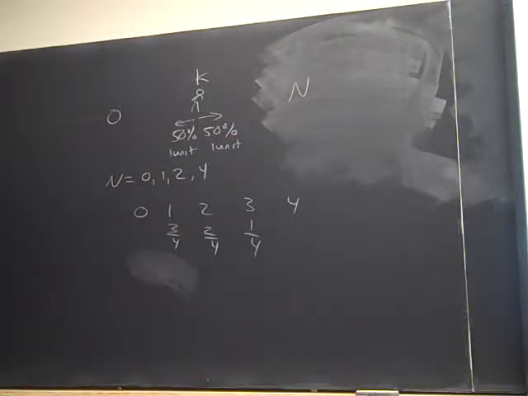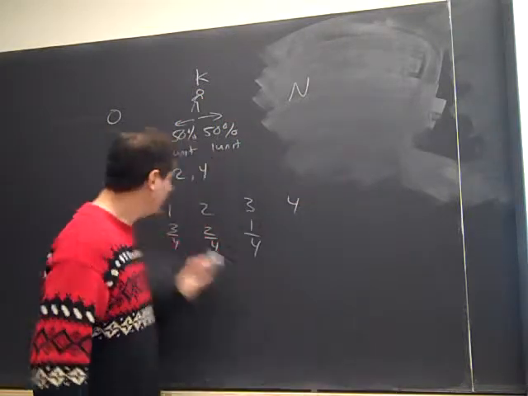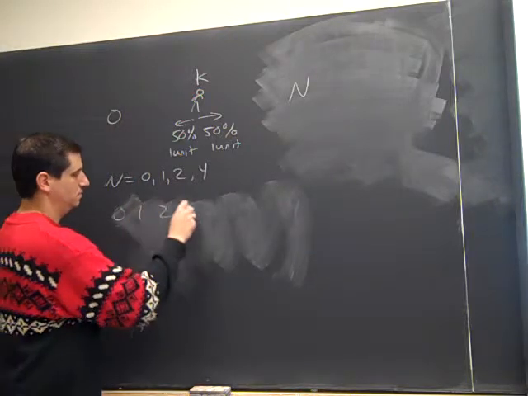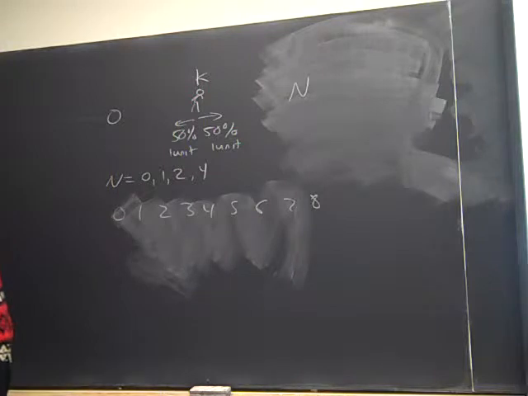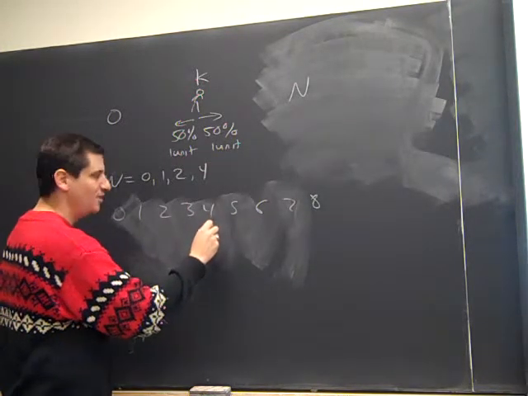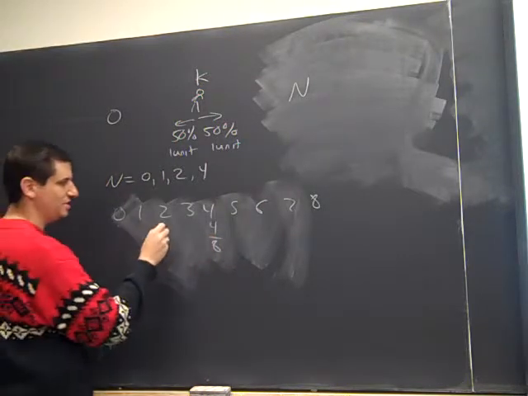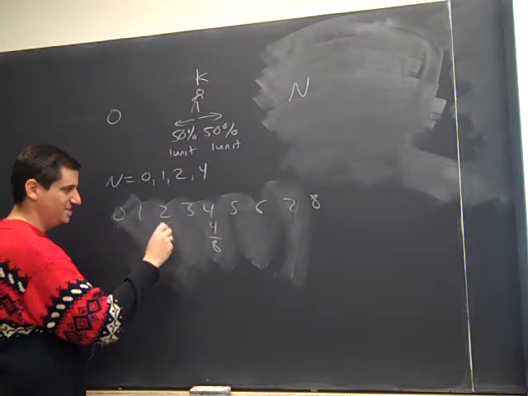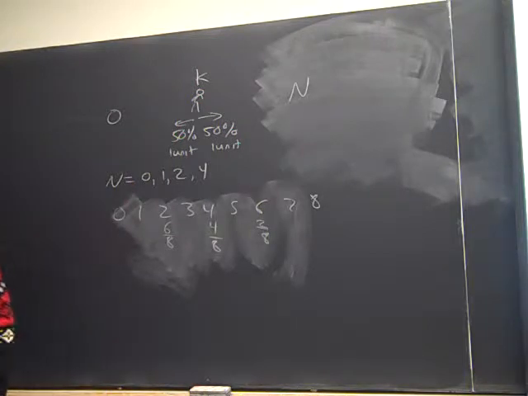So if I give you 0 to 4, it's not so bad. What if I gave you 0 to 8? Similarly. So which one would you do first? 4. And 4 would again be 4 out of 8. Now what's next? 2 and 6. 6 out of 8, and then 2 out of 8.